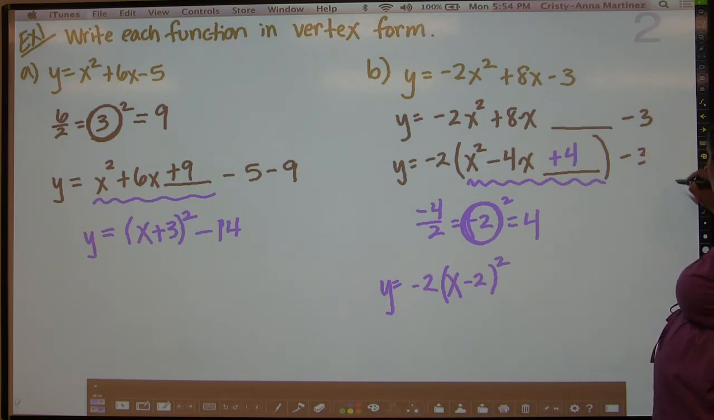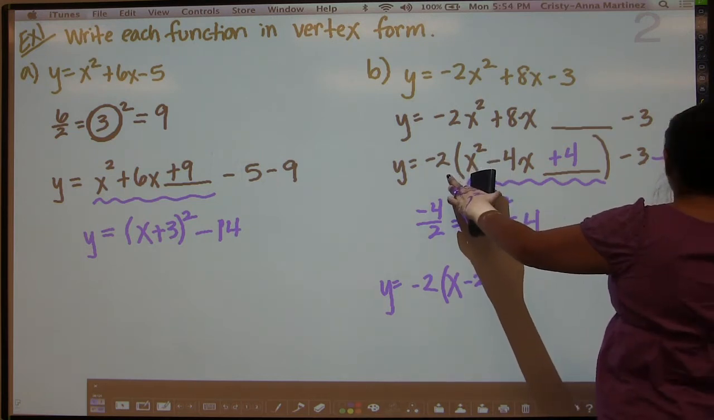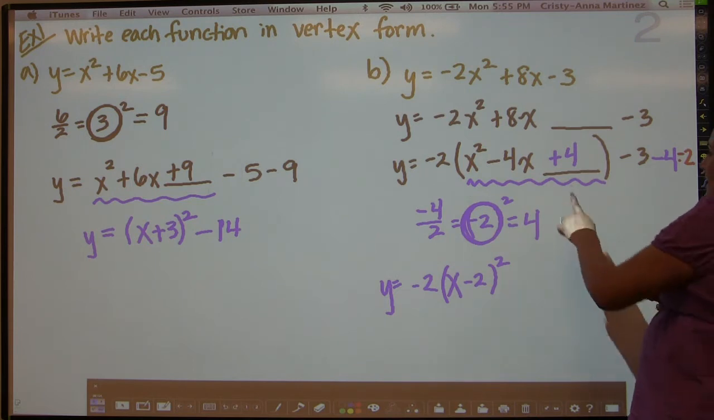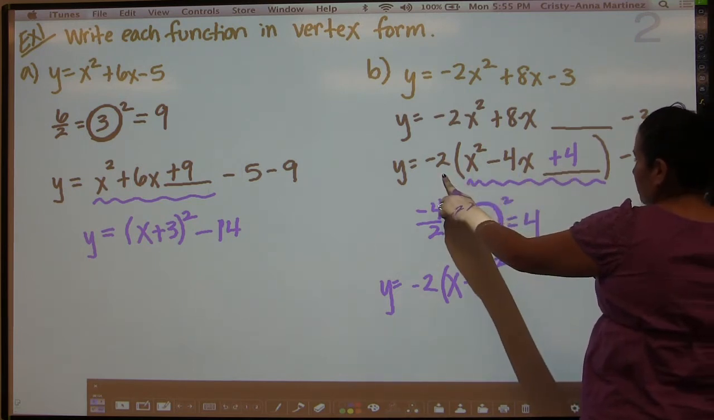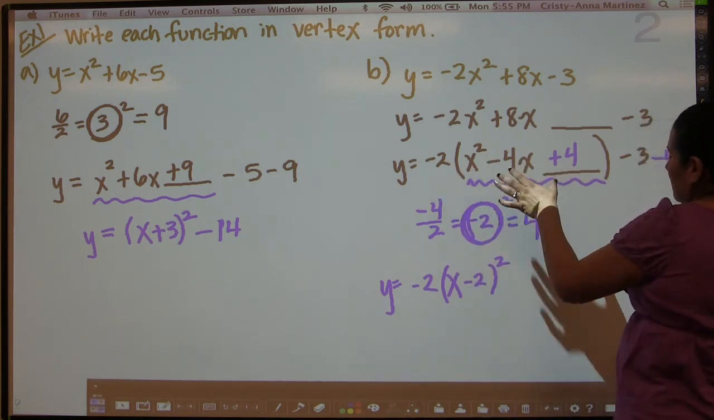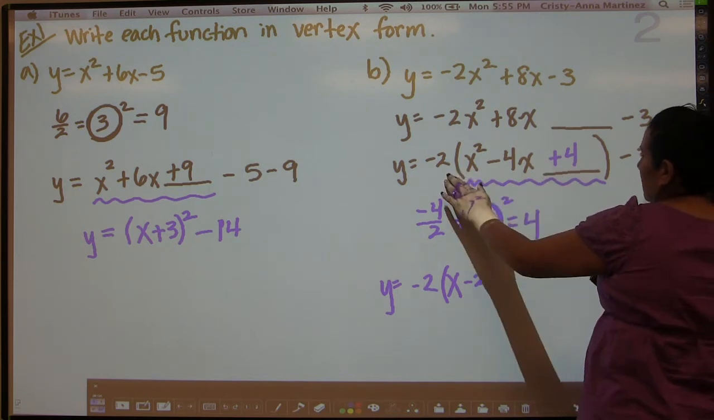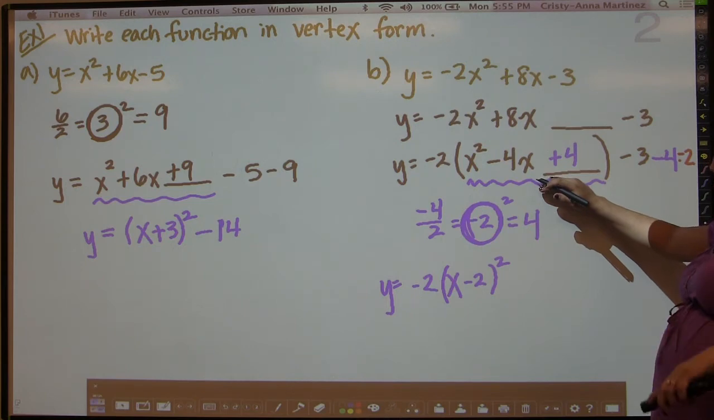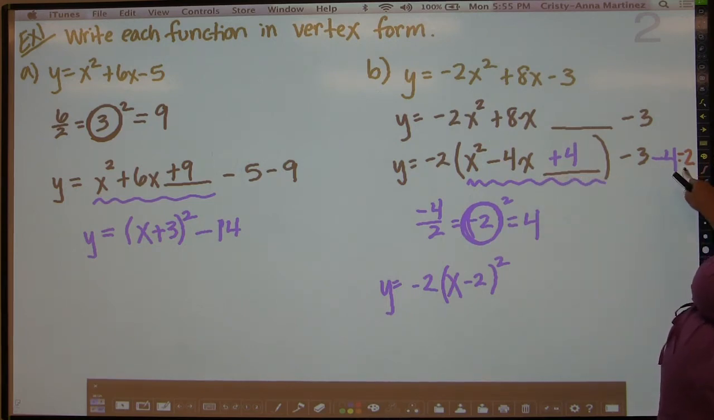And I'm sorry, I didn't do that correctly there. I added 4, I need to subtract 4 from both sides. And then because of this -2, I need to times it by -2. So in other words, because this is a 4 times -2, what I'm really doing here is I'm subtracting 8, because 4 times -2 is -8. So I'm actually subtracting 8, and now I need to add 8. So -4 times -2 is +8, so that's why I have to do it that way.